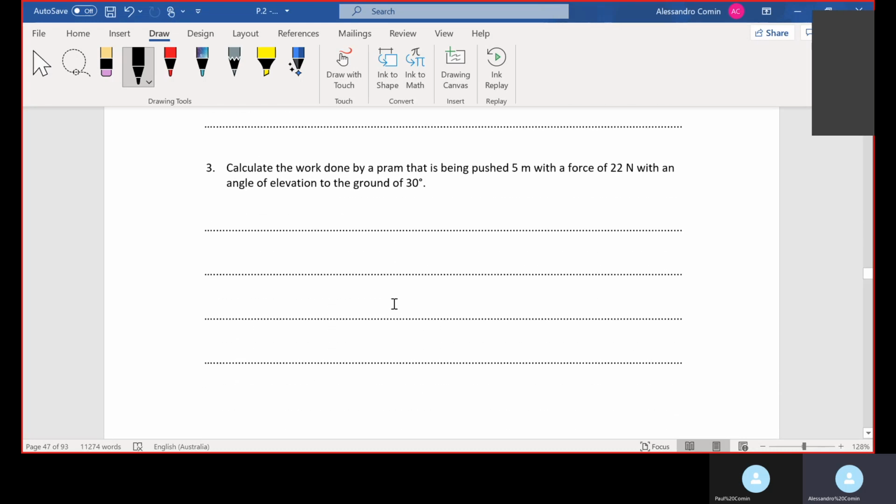Calculate the work done by a pram that's being pushed 5 meters with a force of 22 newtons at an angle of elevation to the ground of 30 degrees. Well, that's just W = Fs cos theta.